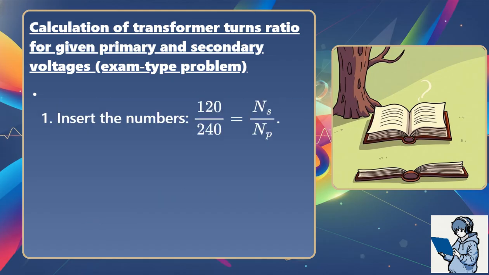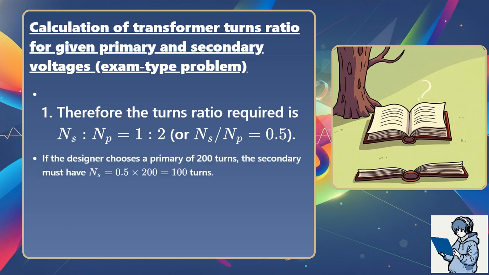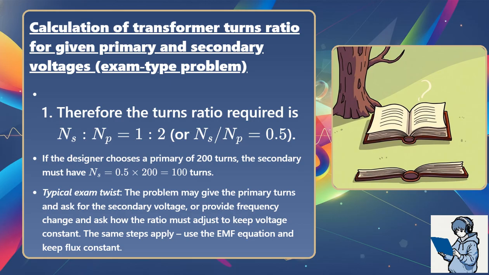Insert the numbers. 120 over 240 equals N sub S over N sub P. Simplify. 1/2 equals N sub S over N sub P. Therefore, the turns ratio required is N sub S to N sub P equals 1 to 2, or N sub S over N sub P equals 0.5. If the designer chooses a primary of 200 turns, the secondary must have N sub S equals 0.5 times 200 equals 100 turns.